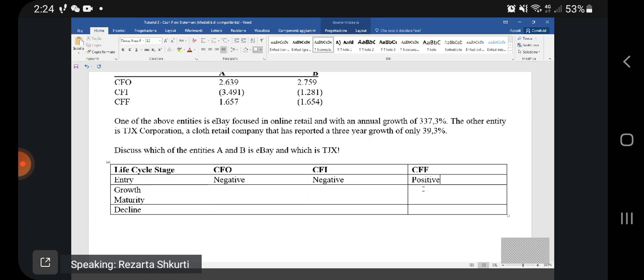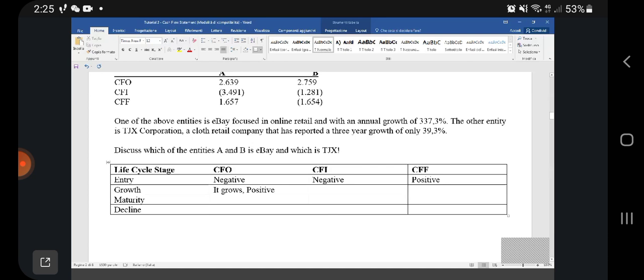Now, we have passed through the entry stage. Now we are growing in the market. What happens to the cash flows from operations? Does it become positive immediately? First, it grows, it becomes less negative, and then it becomes positive by the middle or end of the growth stage, okay? So we are growing, our products are becoming more popular, we are receiving more money from customers, so cash flow from operations is becoming less negative until finally it becomes positive.